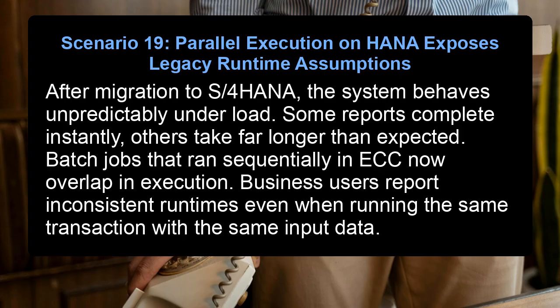Scenario 19. Parallel execution on HANA exposes legacy runtime assumptions. After migration to S/4HANA, the system behaves unpredictably under load. Some reports complete instantly, others take far longer than expected. Batch jobs that ran sequentially in ECC now overlap in execution. Business users report inconsistent runtimes even when running the same transaction with the same input data.